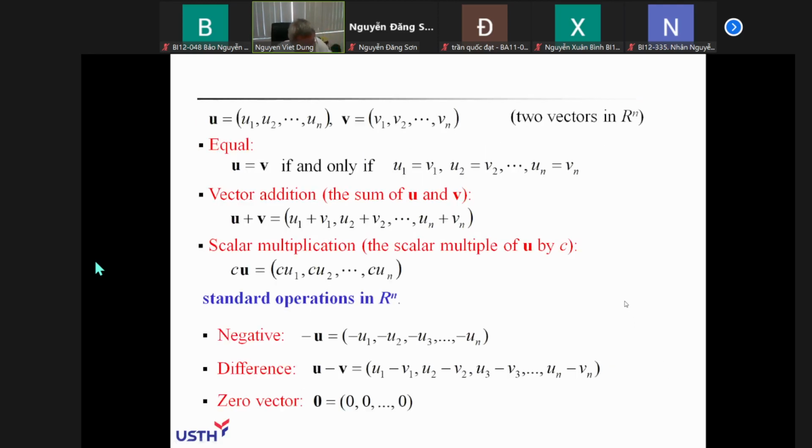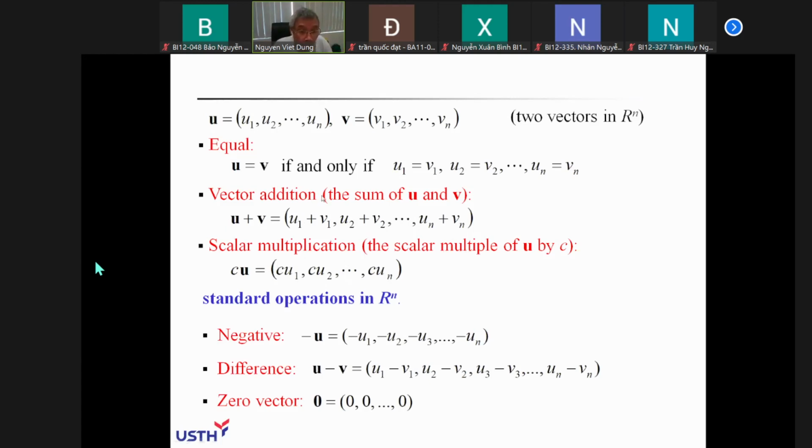Then we begin to define operations on vectors. Suppose that we are given two vectors u and v in the n space Rn. u and v are considered equal to each other if and only if their corresponding coordinates are equal. That means we have u1 equals v1, u2 equals v2, up to un equals vn. With that, we can define u plus v to be a new vector which has coordinates u1 plus v1, u2 plus v2, up to un plus vn. And scalar multiplication can be defined by the formula you see on the screen.